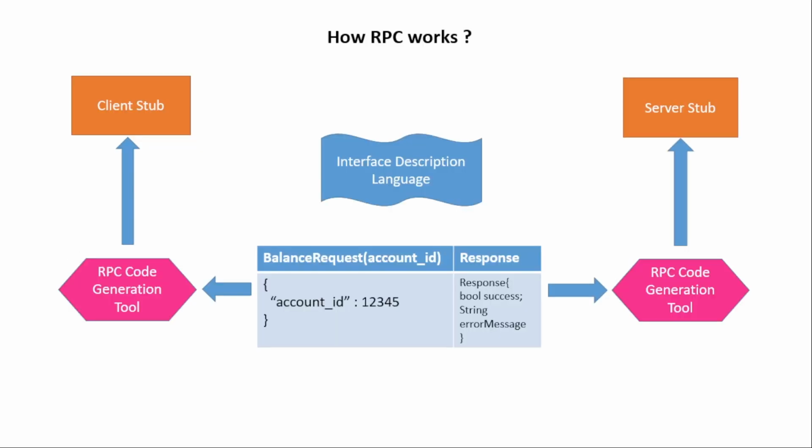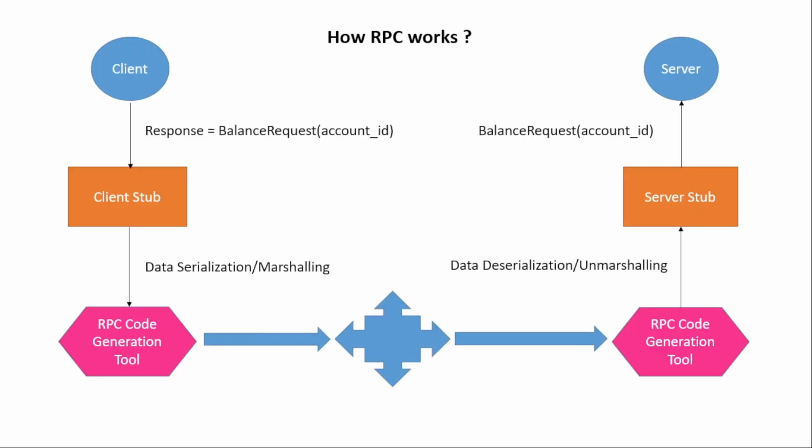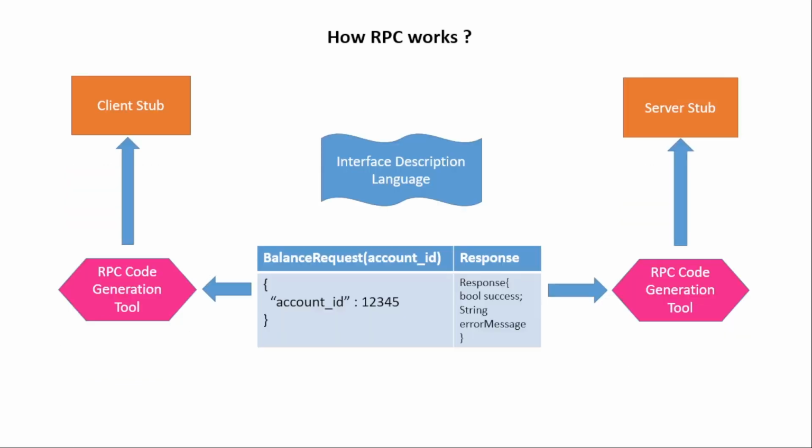Here you can see the client stub and the server stub. Marshalling means serialization, data serialization, and unmarshalling means data deserialization. So network communication: the client stub sends the message request over the network to the server. The communication can occur over various protocols such as TCP/IP.